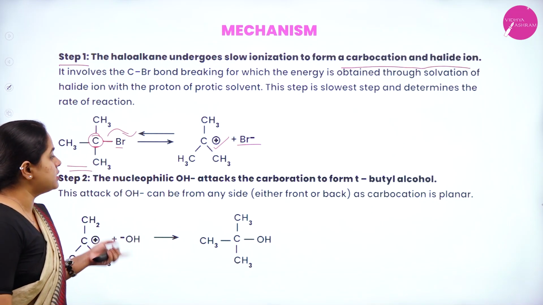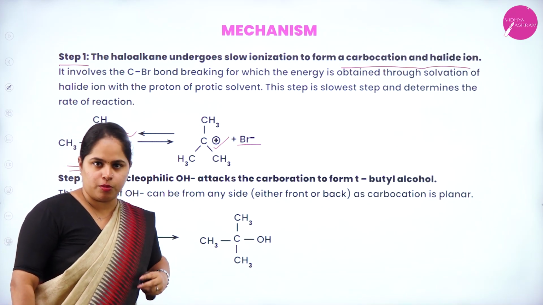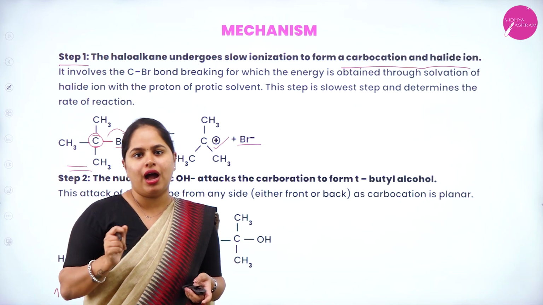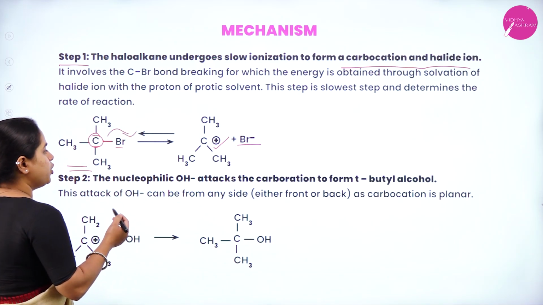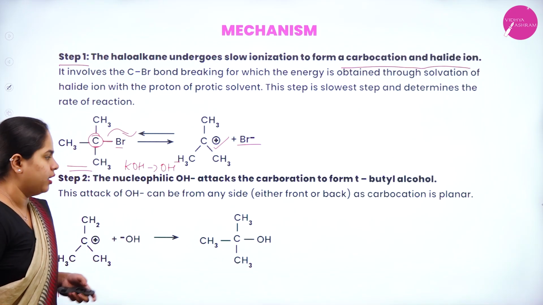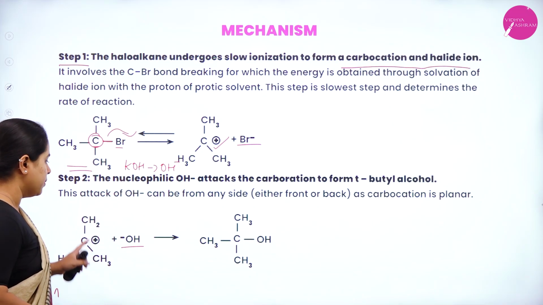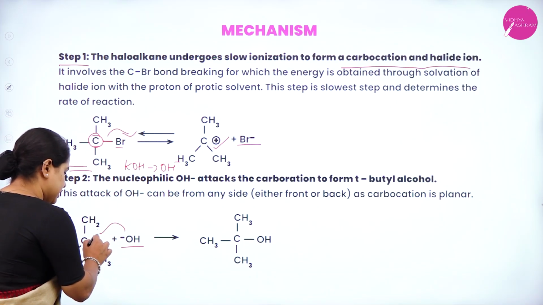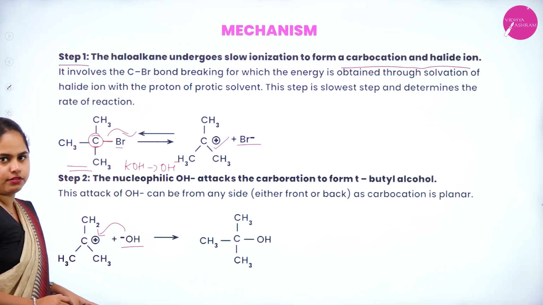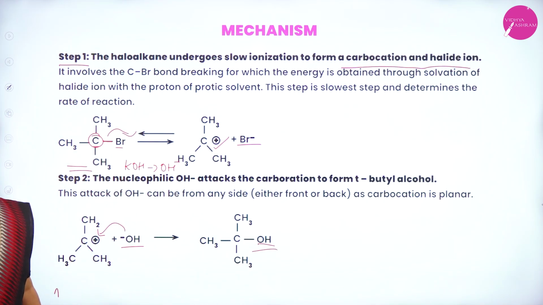Now step 2 is the nucleophilic OH minus attack. The nucleophile OH minus attacks the carbocation to form tertiary butyl alcohol. So now the carbocation is formed. What are we discussing? Nucleophilic substitution, right? So the nucleophile is going to attack now. Which is the nucleophile? We have taken KOH, so OH minus is the nucleophile, right? OH minus will attack the carbocation formed in the first step, the carbon having a positive charge, while this has a negative charge. Now a bond will be formed here and you get tertiary butyl alcohol.